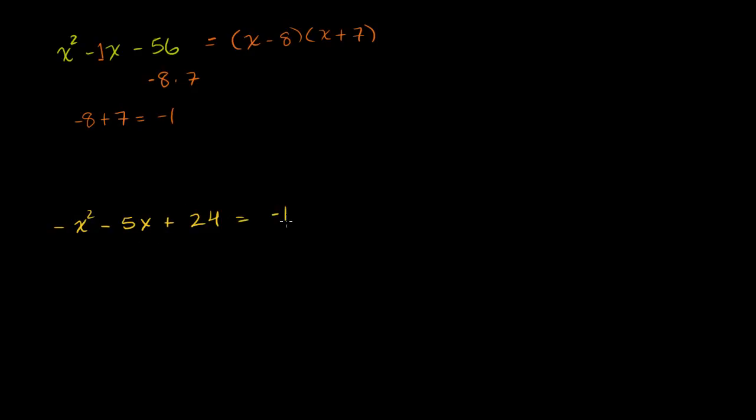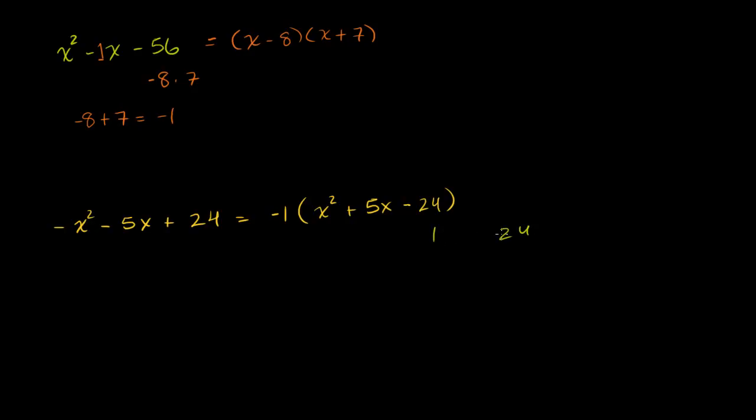So this is the same thing as negative 1 times positive x squared plus 5x minus 24. I just factored a negative 1 out. You can multiply negative 1 times all of these and you'll see it becomes this, or you could factor the negative 1 out and divide all of these by negative 1, and you get that right there. Now, same game as before. I need two numbers that when I take their product, I get negative 24, so one will be positive and one will be negative, and when I take their sum, it's going to be 5.